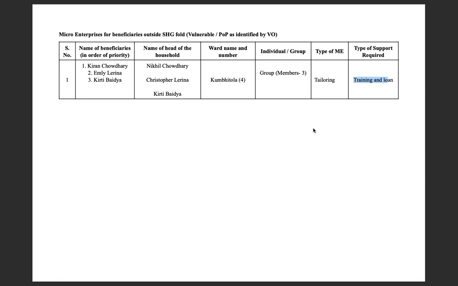So this was the VO consolidation and VO summary sheet. I hope you will be able to understand and you will be able to do it in a much better and more concise manner.